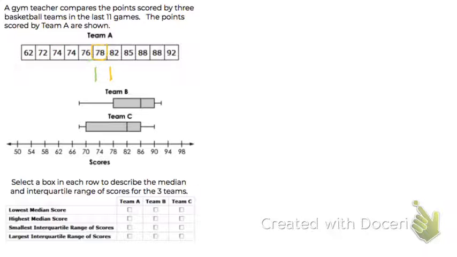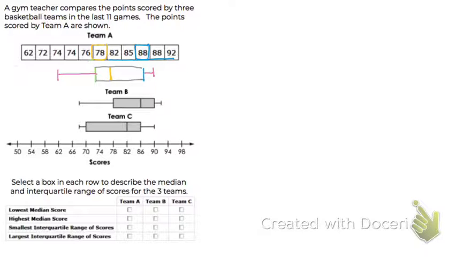Now let's look at the upper numbers, the numbers above 78, above the median. And we want to find the middle of those upper numbers, and that is 88. So we'll draw a line at 88, which is halfway between 86 and 90. So what we've drawn here represents the box of a box and whisker plot. The whiskers go out to the smallest and the biggest number. So the smallest number is 62. The biggest number is 92. So this is our box and whisker plot for Team A.